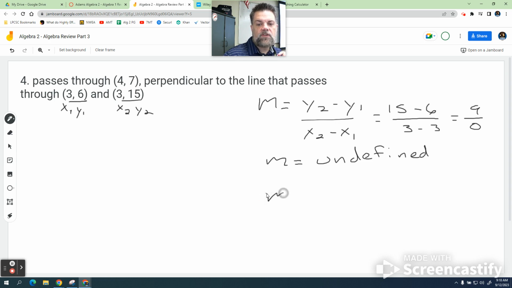However, the slope of the perpendicular line would be 0 over 9, right? And since that reduces down to 0, the positive or negative doesn't matter. So we have a slope of 0 that passes through the point x1, y1. So we're still able to crank through. I'm going to say y minus y1 equals m times the quantity x minus x1.